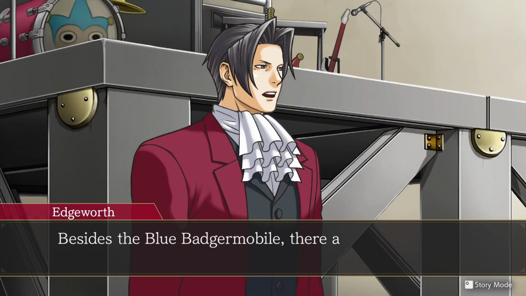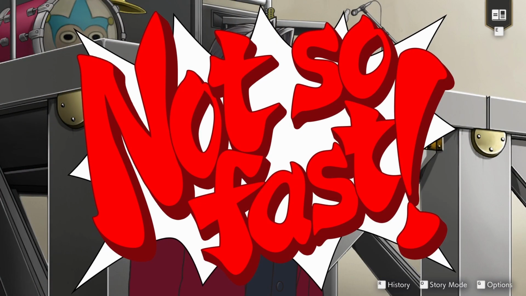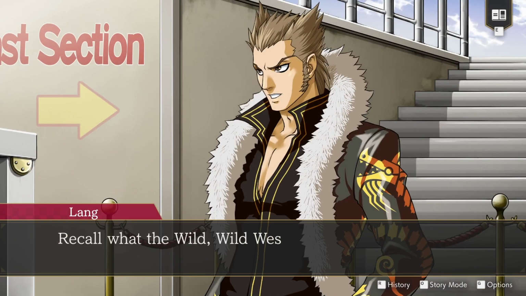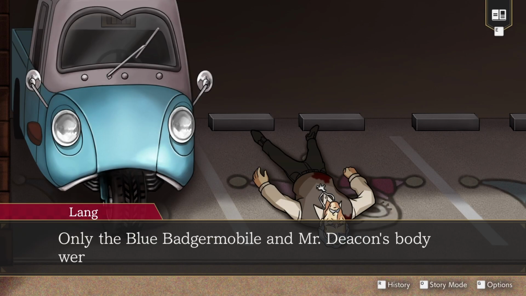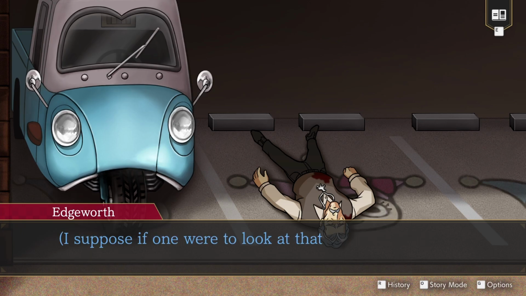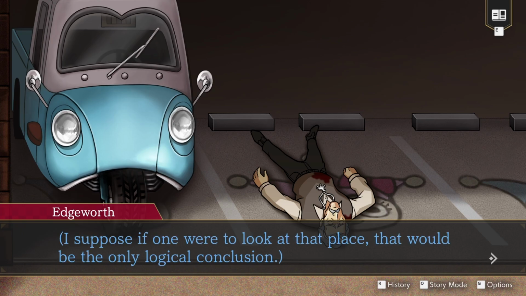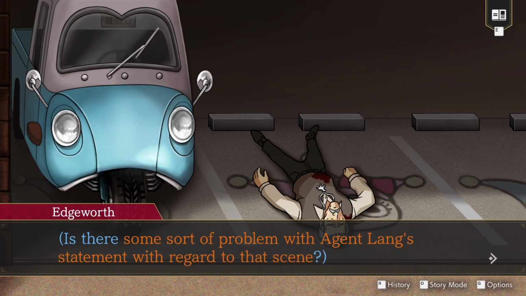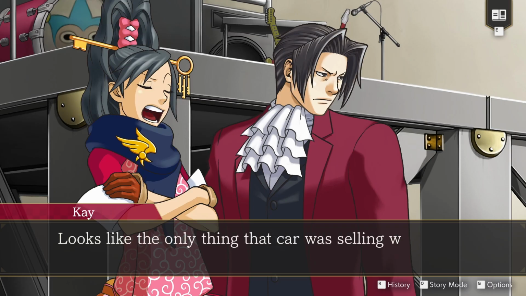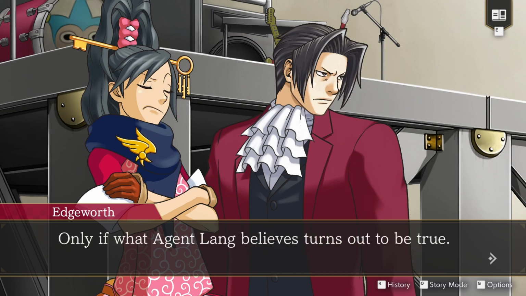Hold it! Besides the Blue Badger mobile, there are other ways the body could have been moved. Recall what the Wild Wild West area looked like. Only the Blue Badger mobile and Mr. Deacon's body were in the garage. I'd say that's proof. I suppose if one were to look at that place, that would be the only logical conclusion. However, my experience tells me that the truth is usually not so easily found. Is there some sort of problem with Agent Lang's statement with regard to that scene? Looks like the only thing that car was selling was death, not dreams. Only if what Agent Lang believes turns out to be true.